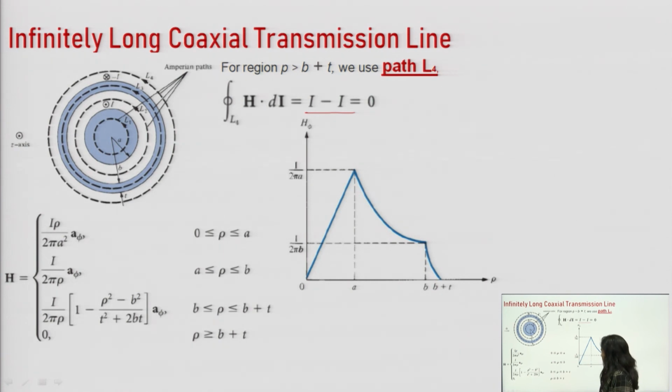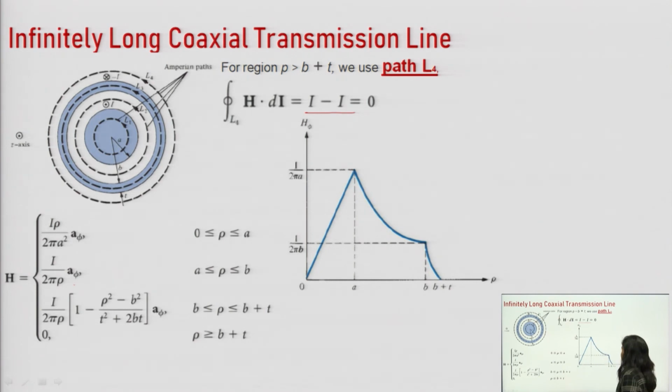Finally, we can conclude for all 4 cases: when rho is less than a, that is, if we need to find the value of H inside the inner conductor, then the value of H will be this, and if our point of interest is located in between a and b, then the magnetic field value will be this. Similarly, if it is in the outer conductor, then the magnetic field value will be this much, and finally for outside it will be 0.